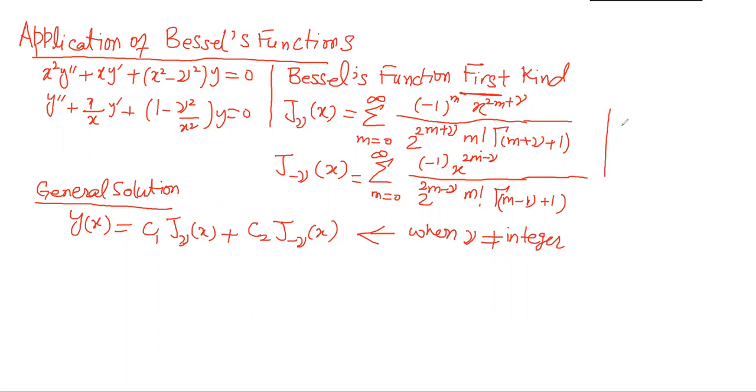So here, nu can be an integer, and nu can also be non-integer. With anything, you can calculate this Bessel's function of the first kind. But for this equation, nu should not be an integer. So now the question is, if nu is an integer, then what is the general solution?